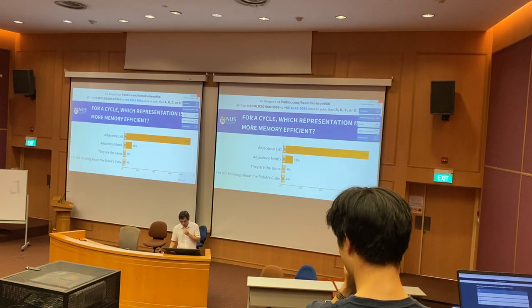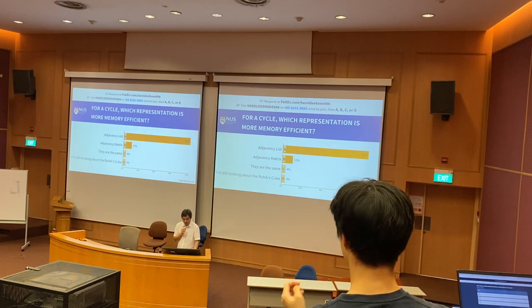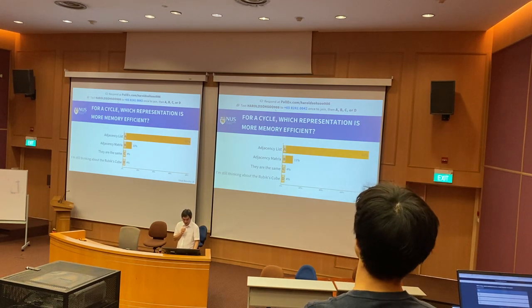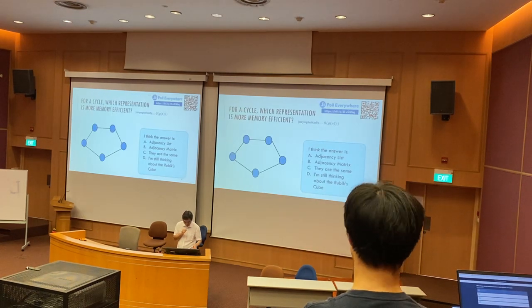Okay, so it looks like most people put in adjacency list, a smaller number put in adjacency matrix. Some say it's the same, and then others are still thinking about the Rubik's Cube. Okay, so let's have a look.